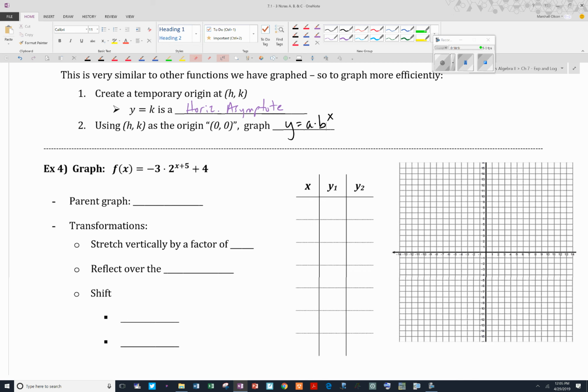So here's what I mean. I need you to understand that there's a parent graph hidden in all of this stuff right there. Okay, that parent graph is y equals 2 to the x. The A value is -3, right? The A value is -3.